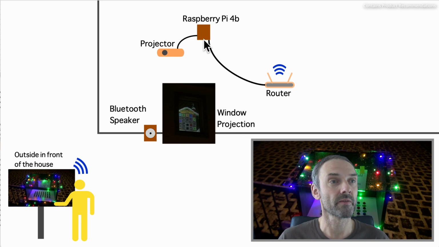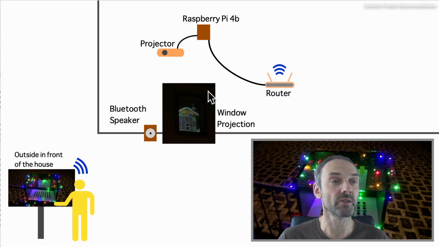So here we have the Raspberry Pi, and I use the Raspberry Pi 4B here, and this one is used as the video player and as the receiver for the signals of the control unit outside. Then we have the projector, which is connected to the Raspberry Pi, and the projector projects the videos onto the window pane.